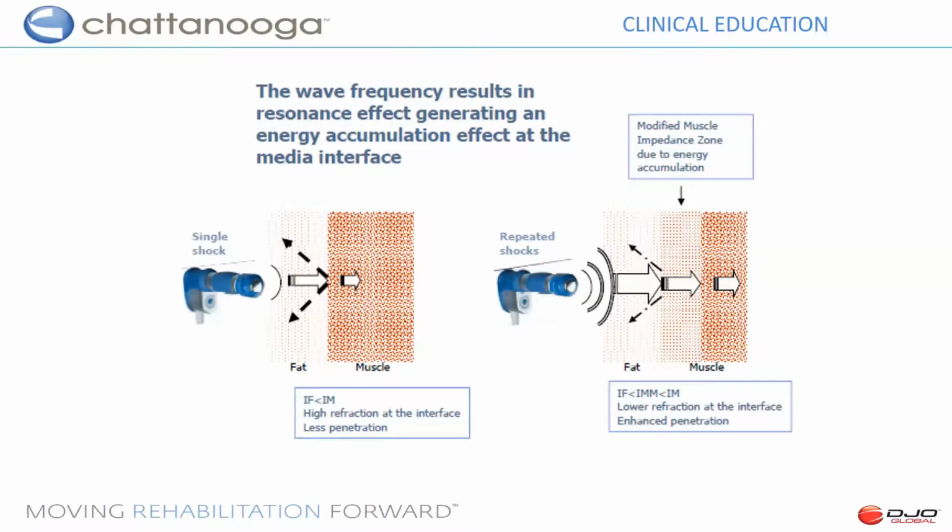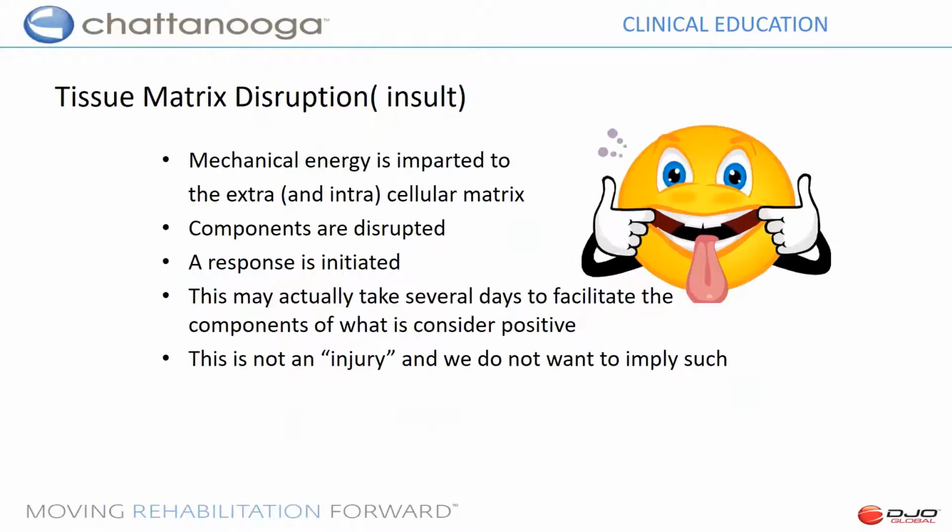And this is just another pictorial looking at why we set different frequencies to make sure that we get through the tissue that we're looking for. So here's the phrase that we're using. It's called tissue matrix disruption. It's an insult to the tissue that causes this change in the biological environment. And essentially what happens is it instigates this environment to really remind itself, for lack of a more scientific description, of what it really is.